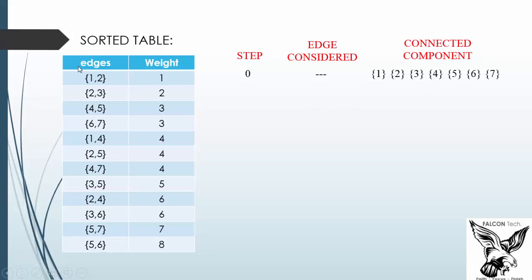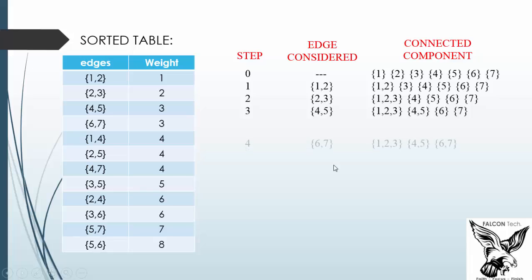At first we will consider the first edge. So our first edge is 1 and 2. See here 1 and 2 belong to different components, so now we merge 1 and 2. Next 2 and 3. See 2 belongs to the 1, 2 component and 3 belongs to a different component. So 2, 3 is considered and 1, 2, 3 components are connected and we will merge this component. In this way 4 and 5 will be considered, 6, 7 and then 1 and 4.